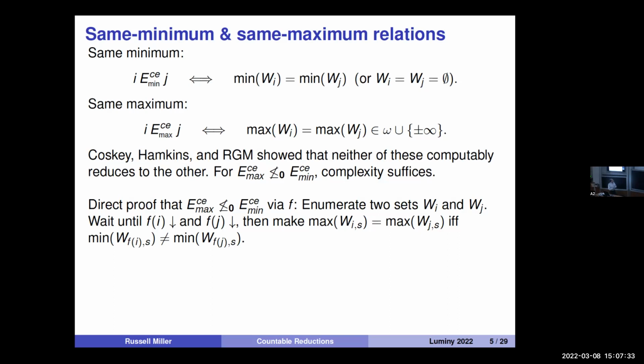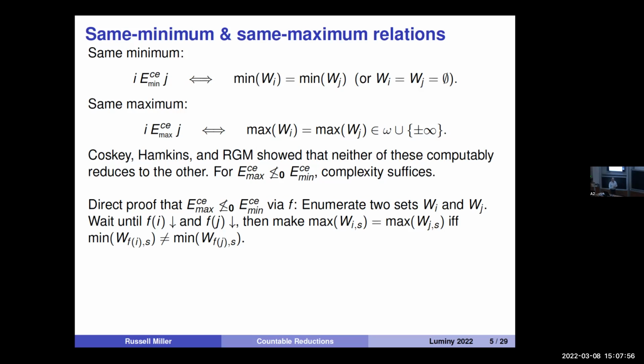Second, there's the obvious analog for the maximum. You have to be a little more careful there. For the empty set, the maximum is negative infinity. For an infinite set, it would be positive infinity. And so in this relation, all infinite sets are equivalent to each other, or all I and j in Inf are equivalent to each other.